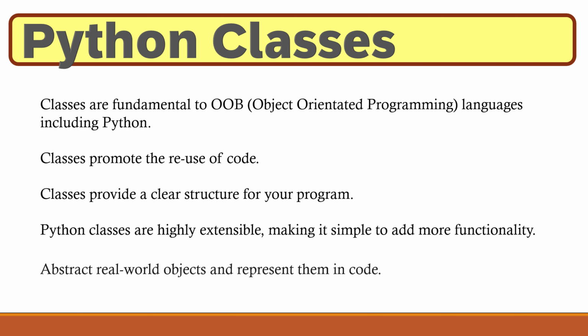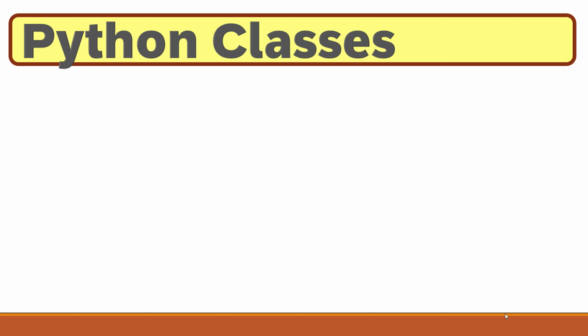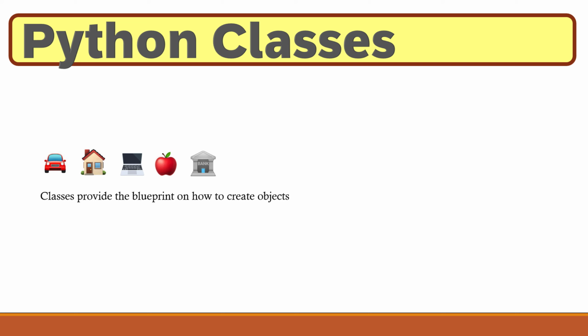An object is an instance of a class, and object-oriented programming helps with the idea of abstracting real-world objects and how we would represent them in code. For example, a real-world object could be a car, a house, a laptop, an apple, a bank account, absolutely anything, and bringing that idea and representing it as an object into the world of programming. And classes provide the blueprint on how to create these objects.